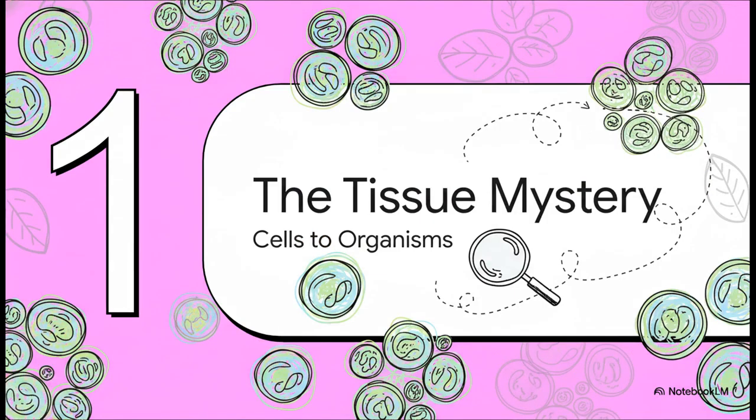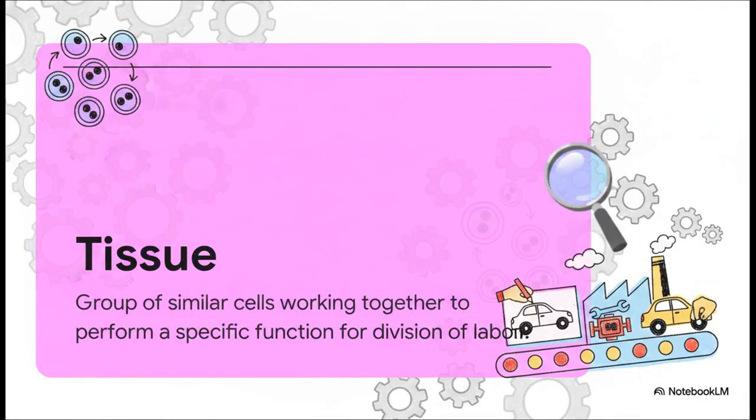Section 1. The tissue mystery. So, you already know that a single cell is the basic building block of life. But here's the thing. Even microscopic heroes need a team to survive in a large organism. And that team, we call it a tissue. By definition, a tissue is a group of similar cells working together to perform a specific function.